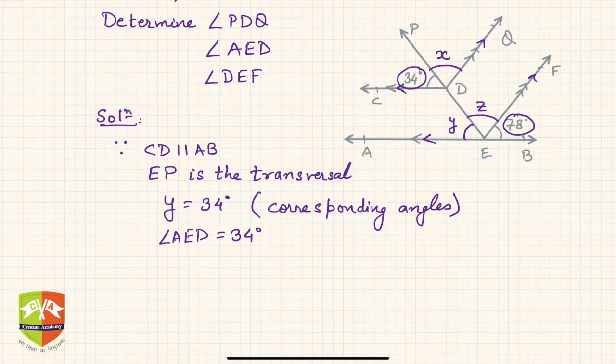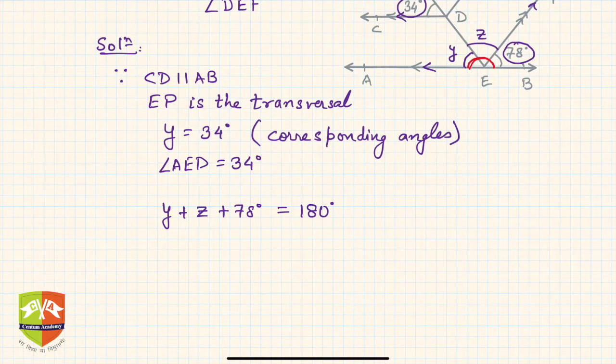Now Y is known. Now if you see, Y plus Z plus 78 degrees will be 180 degrees. Why? Because angles around a point on a line add up to 180 degrees. I mean this angle here is 180 degrees, since this is on a line. And we know Y is 34, so hence Z plus 34 plus 78 is 180.